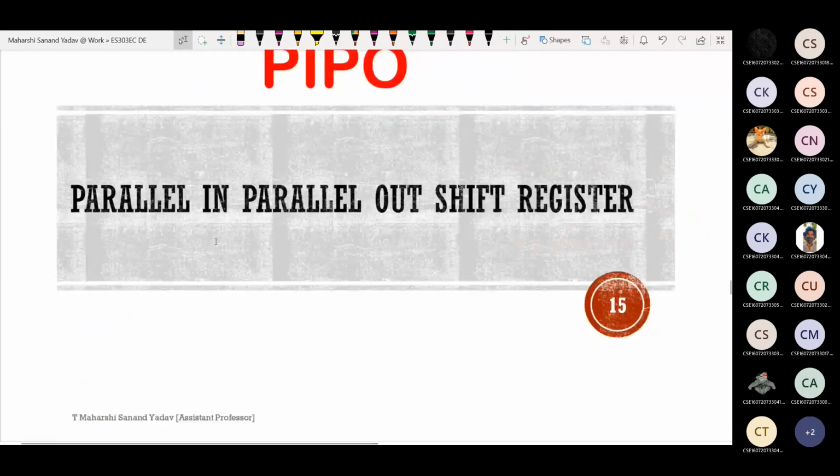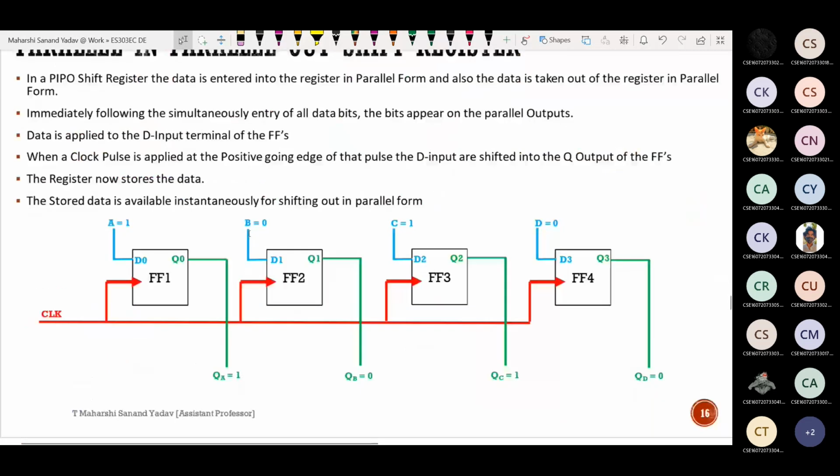Now parallel in, parallel out. Observe the difference here. Parallelly we are applying inputs to each and every flip-flop. As this is parallel in, at each and every flip-flop I am applying the input, and at the output of each and every flip-flop I am seeing the outputs. Whereas in serial in, serial out, we apply input serially and take output only at the last flip-flop. In SIPO, we apply input serially at the first flip-flop, whereas you observe output at the outputs of each and every flip-flop.